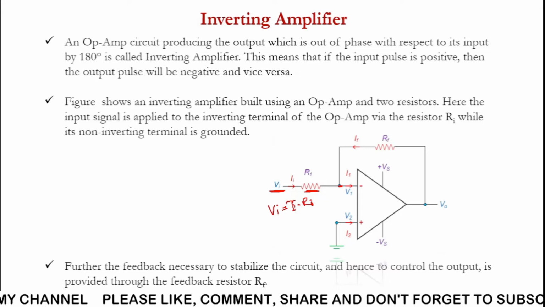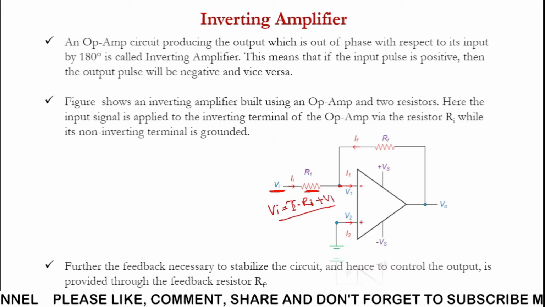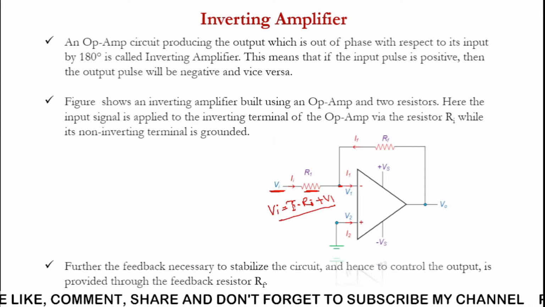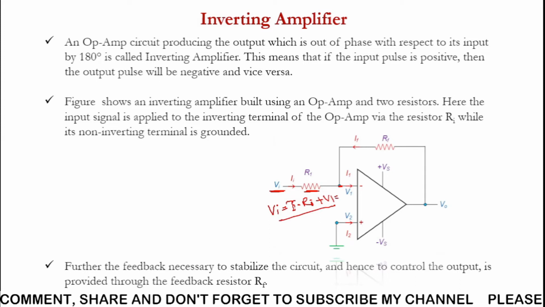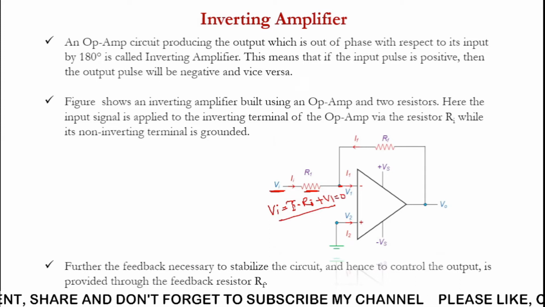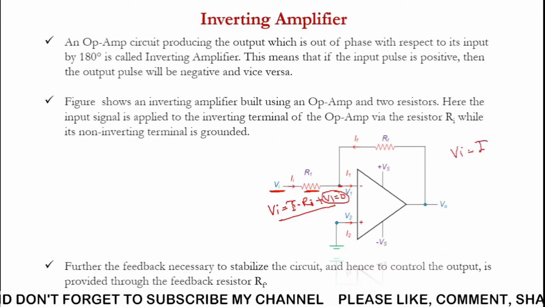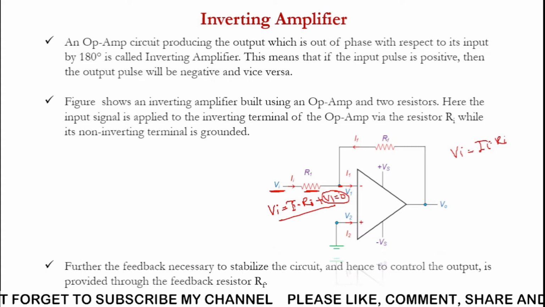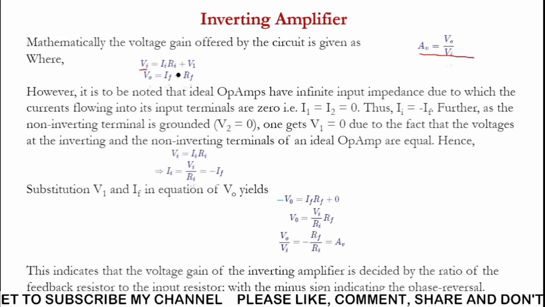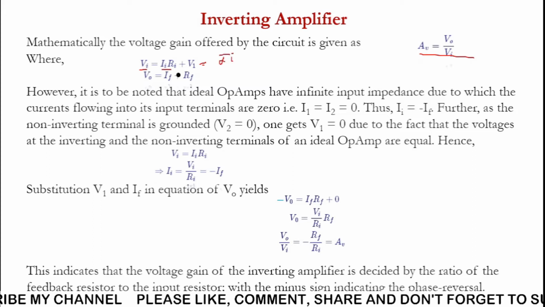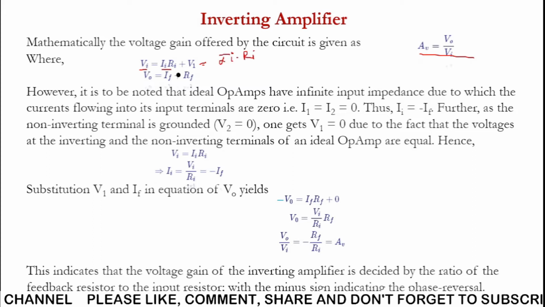So we can say that from Vi to V1, we have Vi equal to I into Ri plus V1. V1 is equal to 0, so Vi is equal to I into Ri. This is due to the virtual earth concept. The Vi we are getting is equal to I into Ri, so the final Vi will be equal to I into Ri.